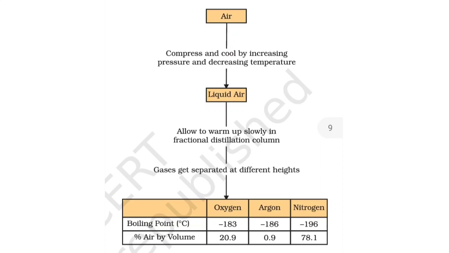You can observe that the boiling point of oxygen is minus 183 degrees Celsius, argon is minus 186 Celsius, and nitrogen is minus 196 Celsius. Now the percentage by volume: oxygen is 20.9 percent, argon 0.9 percent, and nitrogen 78.1 percent. So nitrogen is the gas present in the largest percentage.